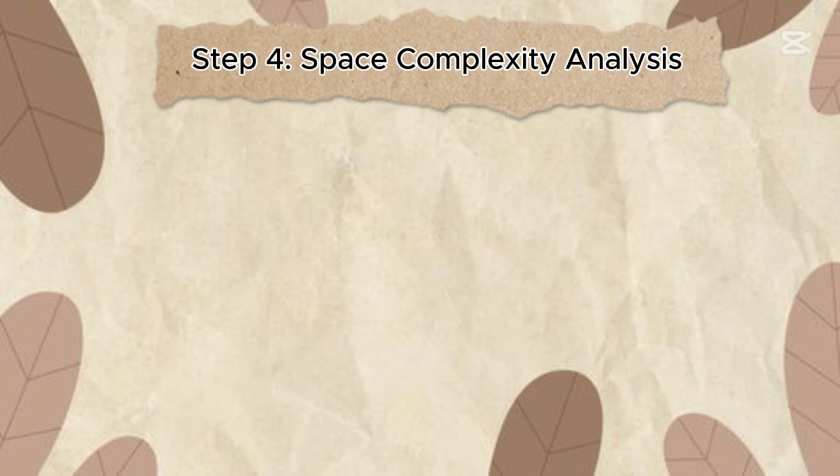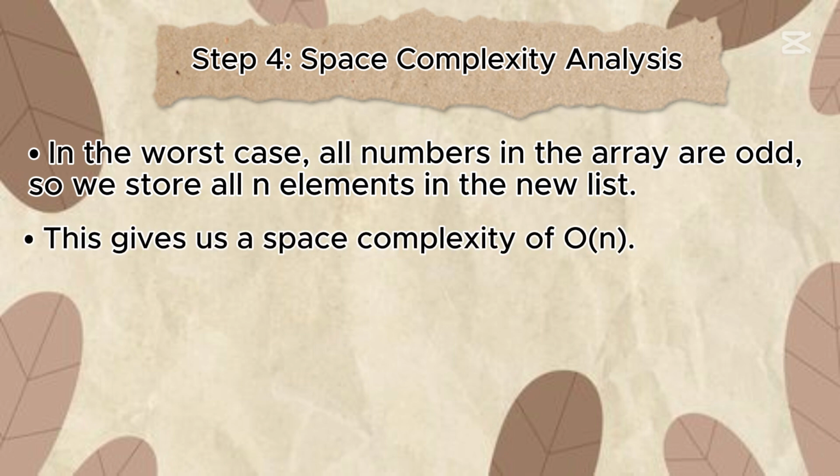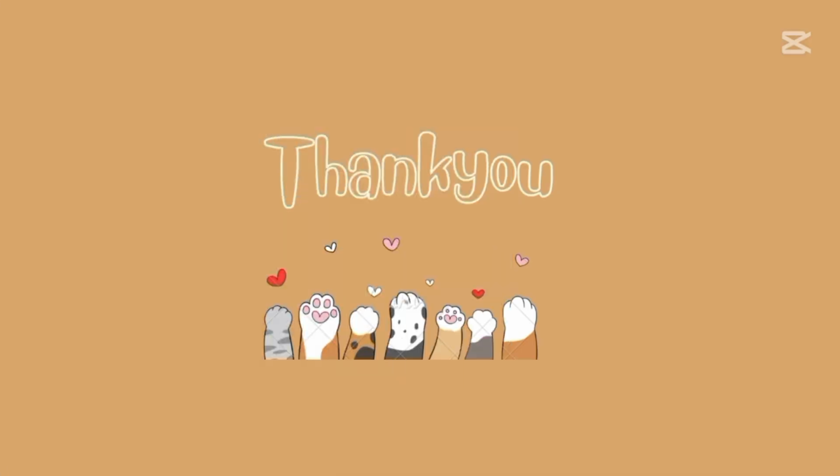Lastly, step 4, space complexity analysis. In the worst case, all numbers in an array are odd, so we store all n elements in the new list. This gives us a space complexity of O(n), or linear. To summarize, time complexity is linear and space complexity is linear.